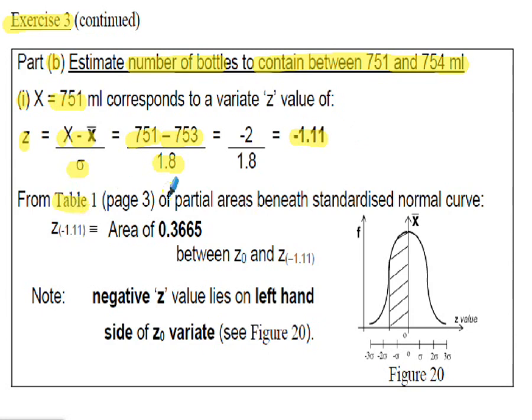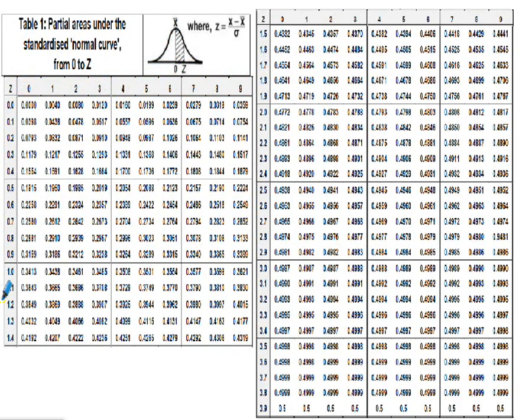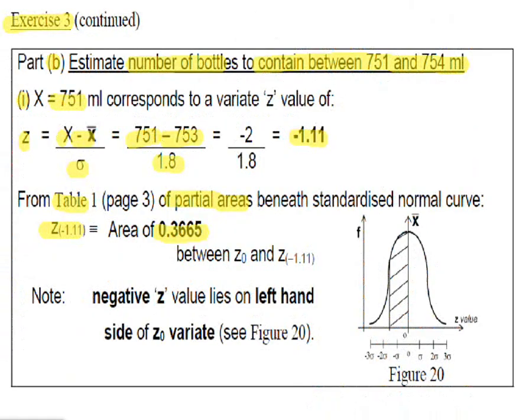So from our table of partial areas on a previous slide, for z is minus 1.11, the area is 0.3665. You can check that from our table. For 1.11 in our variate column there, it gives us an area of 0.3665. So we now know the area between z is equal to 0 and z is equal to minus 1.11, which is the shaded area on our diagram.